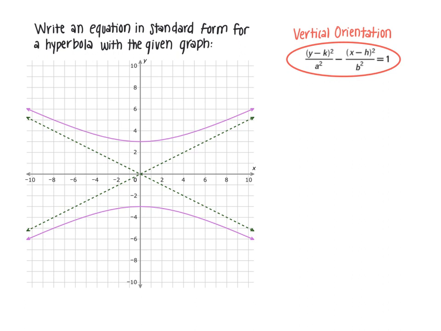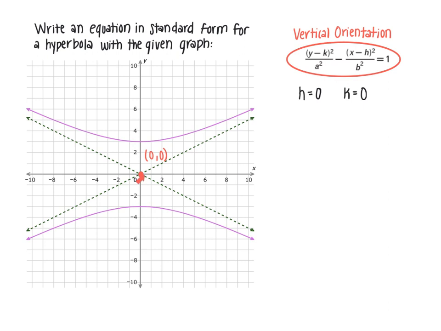follows. The easiest thing to find will be my center, which is going to be where both of the asymptotes cross over each other, because that's going to give me h comma k. So if we look at my graph, my center is located at 0, 0. So that means h equals 0 and k also equals 0.